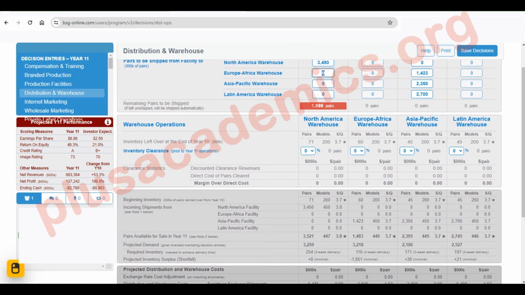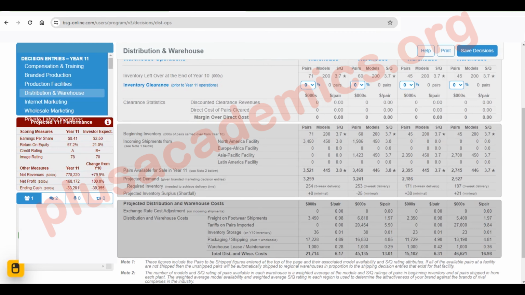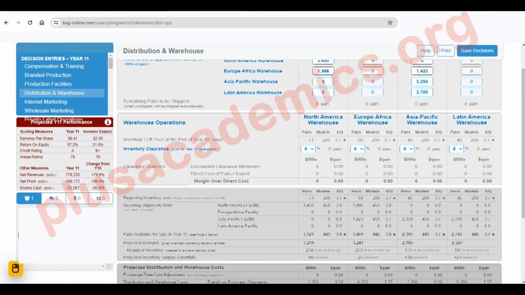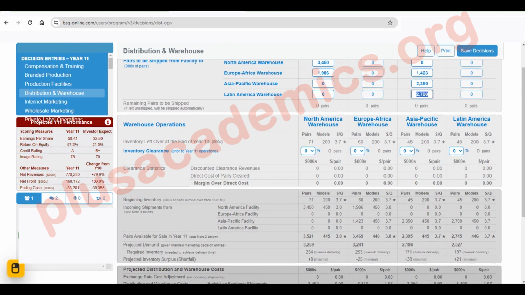We can change to 3,450, and then in Europe Africa, so I'll make adjustment to 1986. So that's all you need to do in that facility, that is North America.